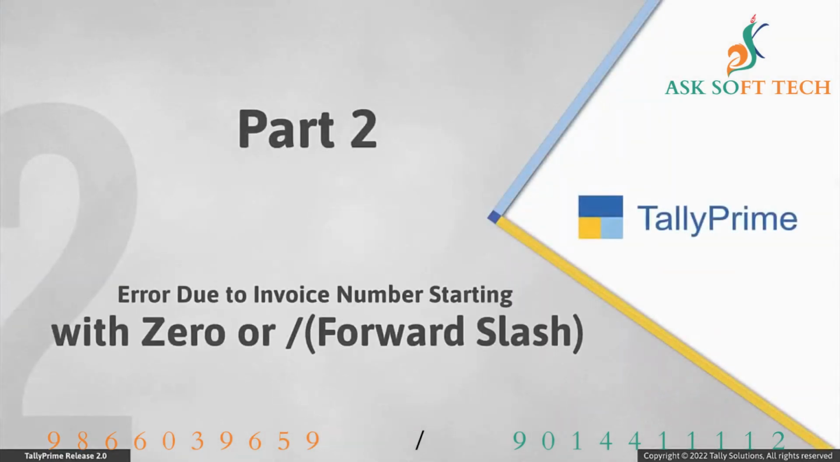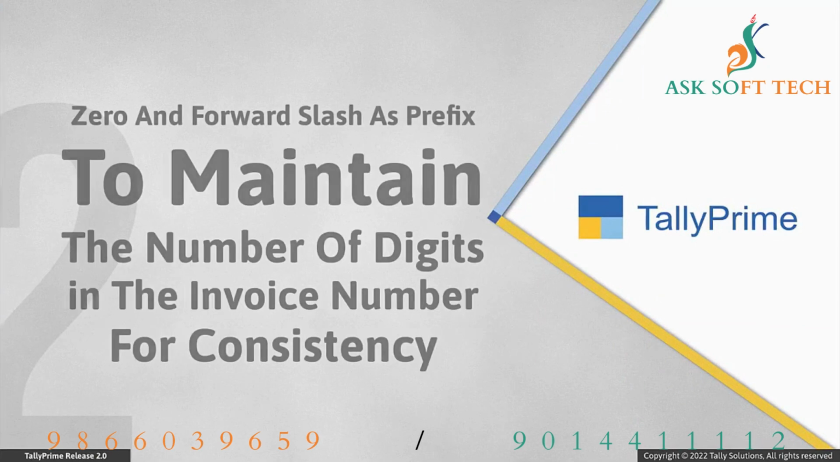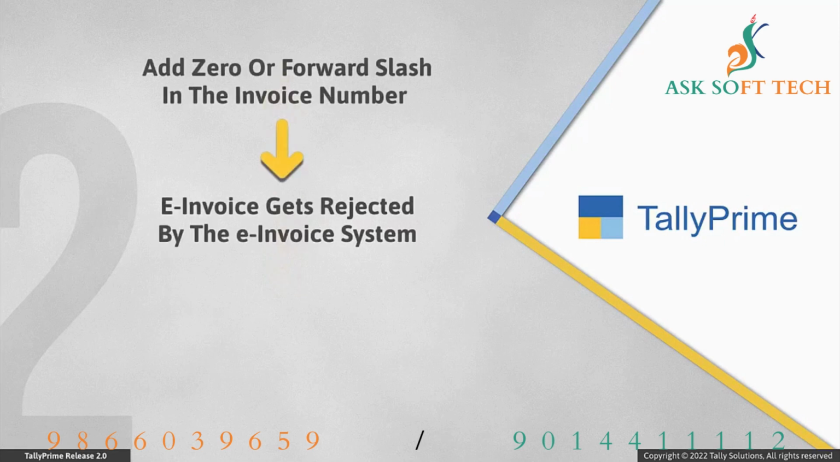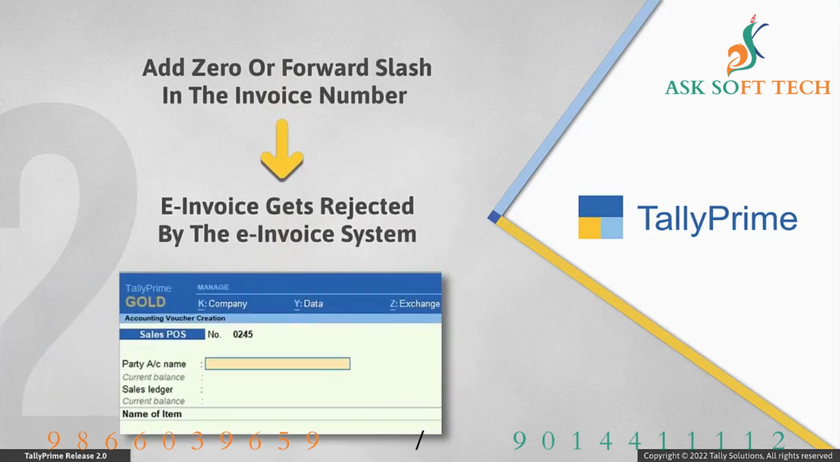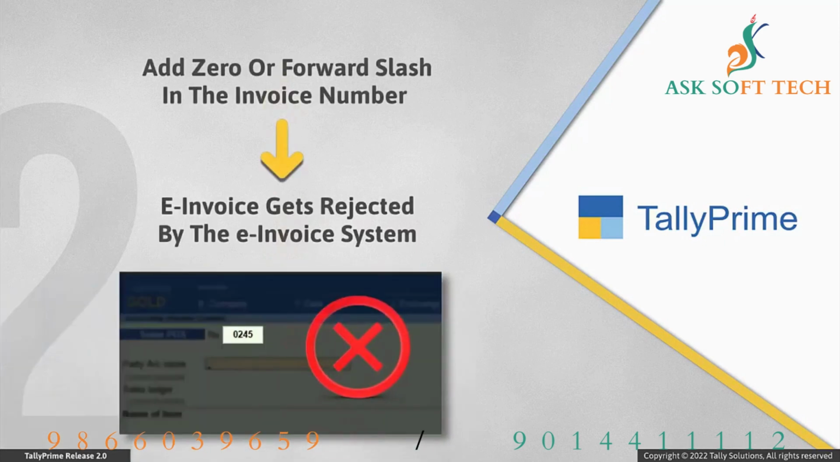Now, let us see the error that occurs due to an invoice number starting with 0 or /. You may be adding 0 or / as a prefix to maintain the number of digits in the invoice number. For example, you may be entering the invoice number as 0245. In such a case, you can enter all other details and try to generate an e-invoice. It will be rejected by the e-invoice system.